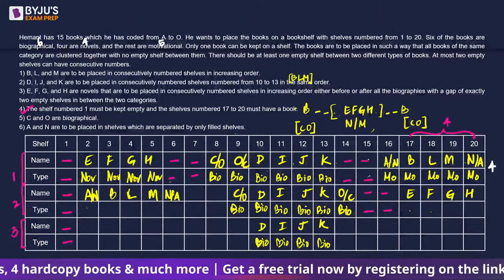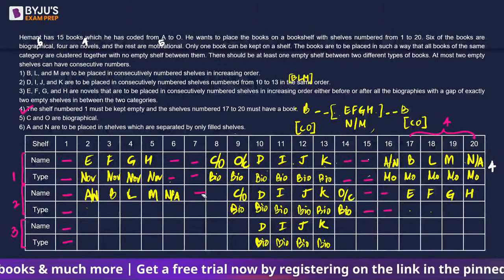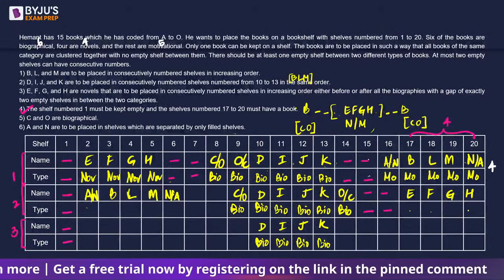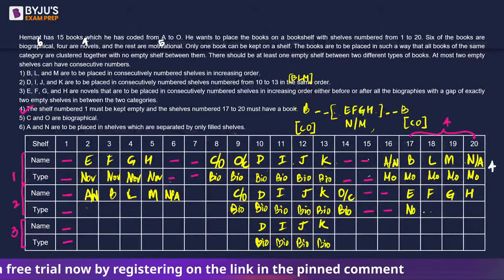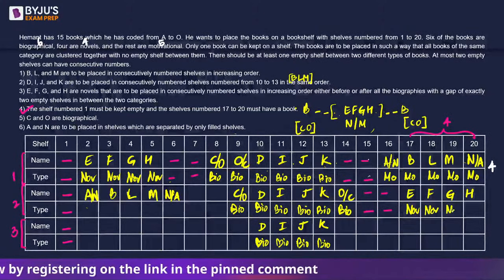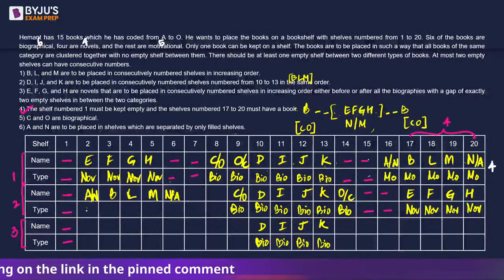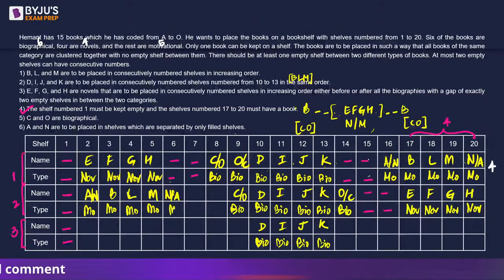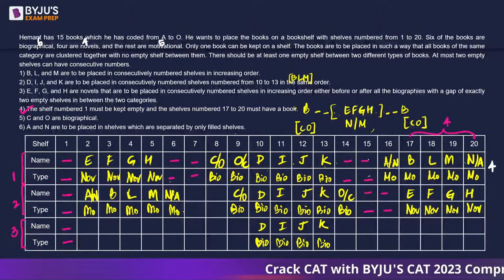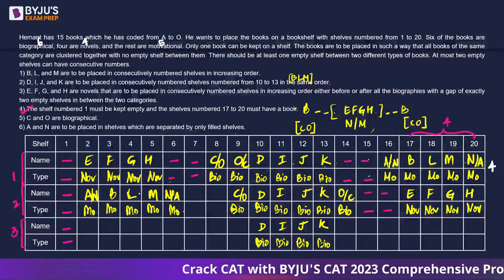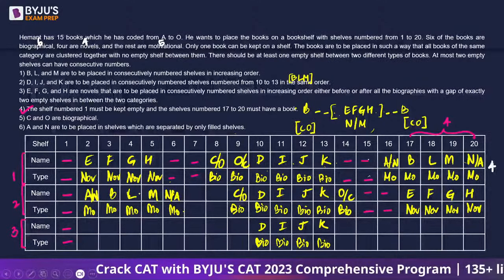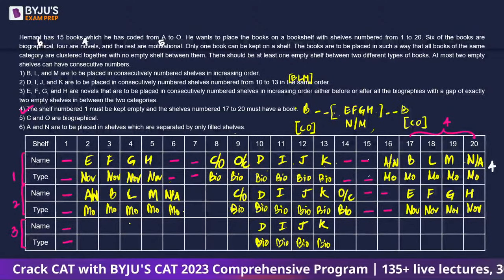So 6 biographies we are done with. So the 4 ones are novels. So we will have novels here, novels, novels and novels. And obviously these 5 are motivationals. Now, instead of these 5 here, we can also have 5 of them shifted from 3 to 8, right? We can even have that.